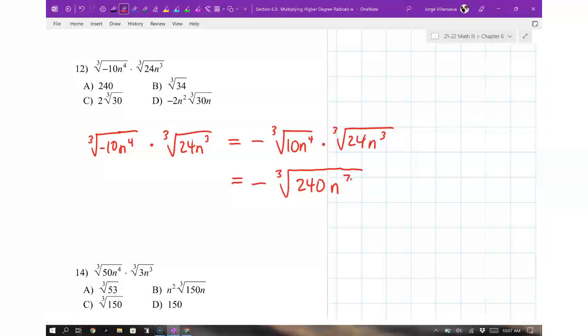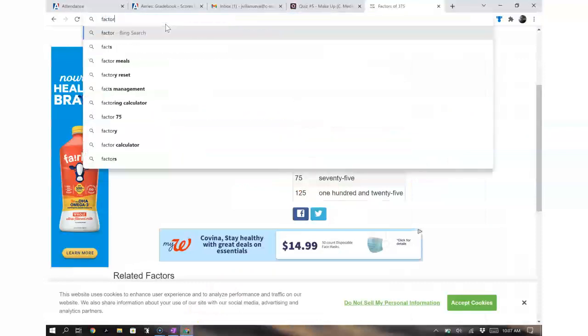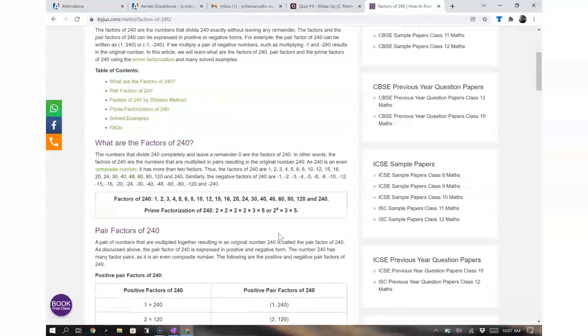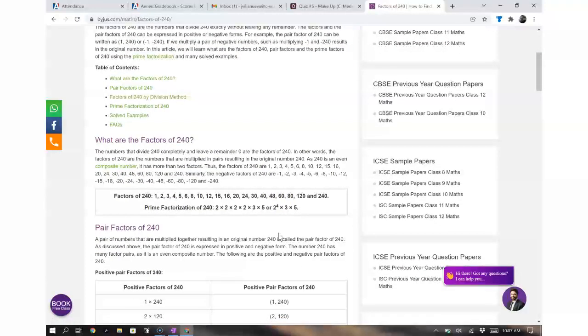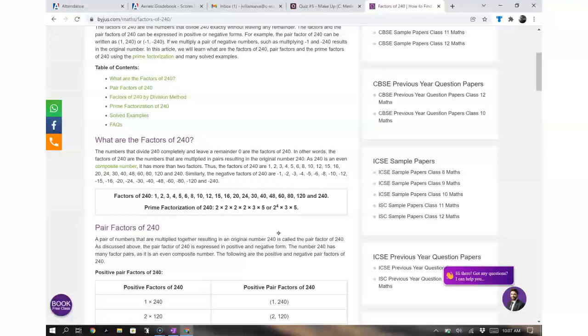Okay, so now I have to think of factors of 240 that have a nice cube root. So like I said, let's check out Google. Let's find factors of 240. All right, so what do they tell me here? We start with the big ones. Sorry about the ads there. I know 120 doesn't have a cube root. 80 doesn't have one. 64 does, but it's not there.